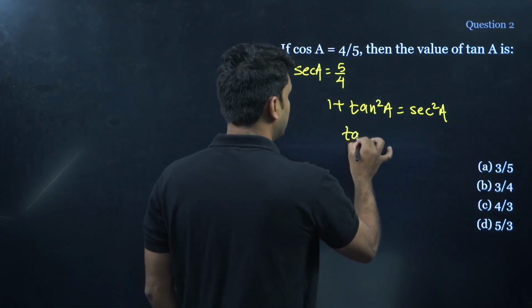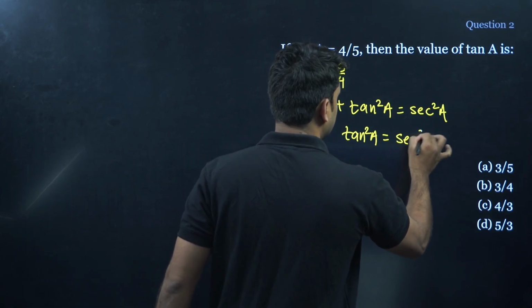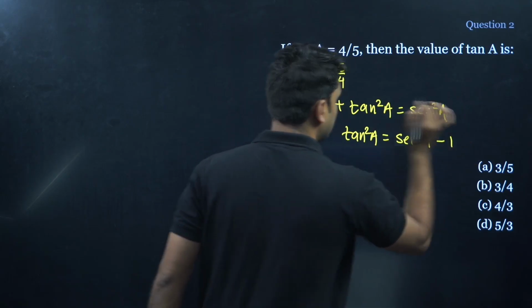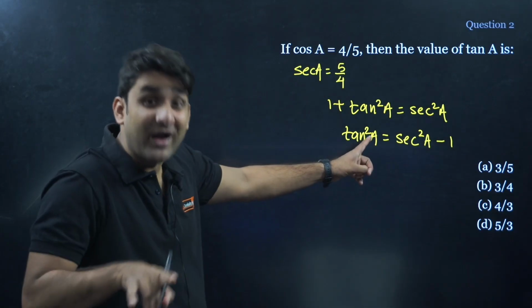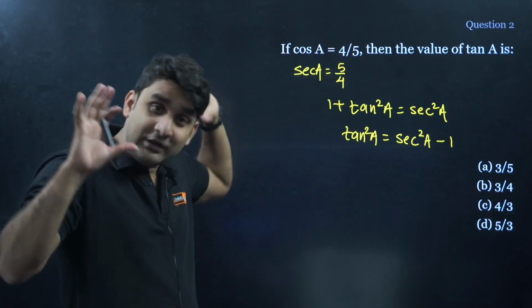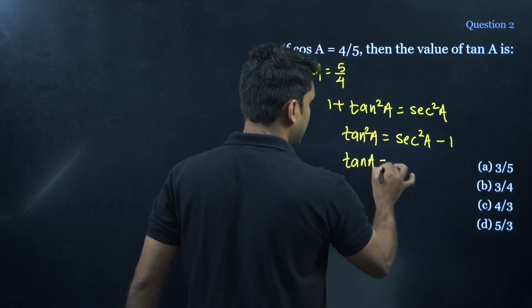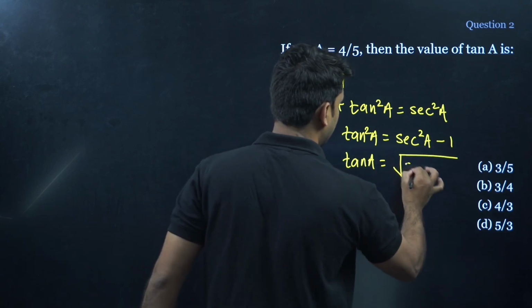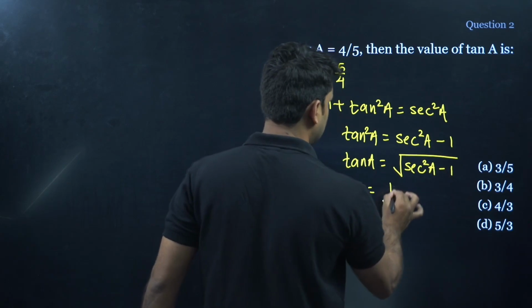So tan square A can be written as sec square A minus 1. And my dear champions, if this is tan square A, but we are looking for only tan A, so the square will be removed and this entire family will go under root sec square A minus 1. Now put the values.